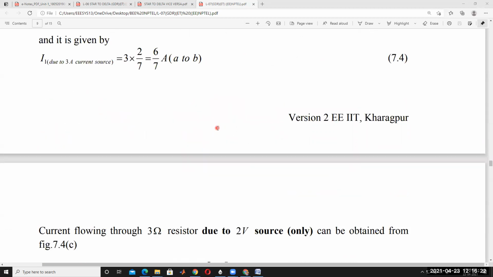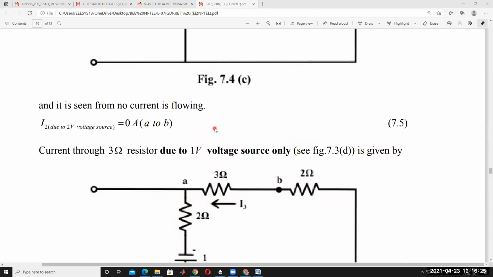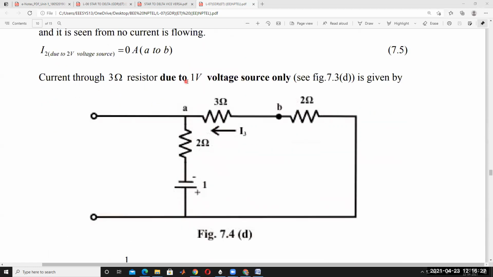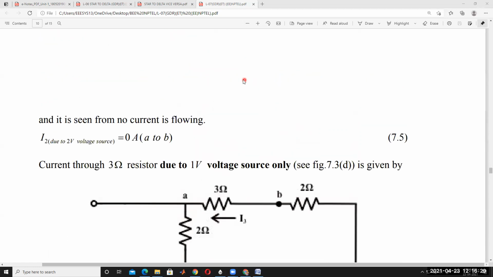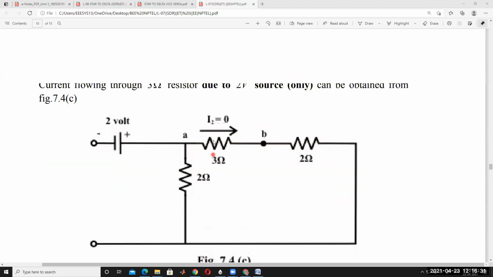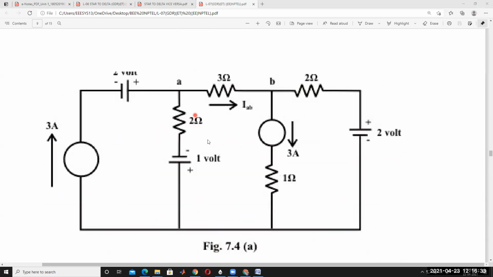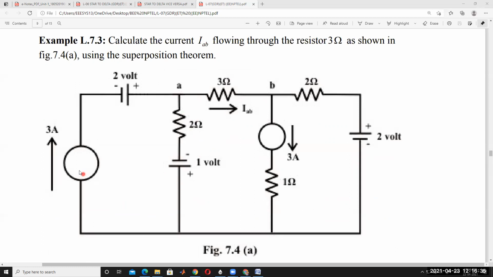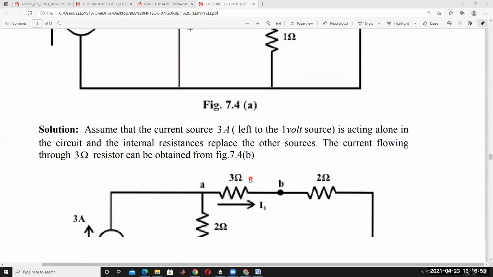And then next, what is this step? Which source is activated here? Current through the 3 ohm resistor due to the 1 volt voltage source. Where is that 1 volt voltage source in the circuit? The internal resistance of the current source is infinity, that's why open circuit. The internal resistance of the voltage source is 0, that's why it's short circuit. Open circuit this and short circuit this, and activate this and deactivate the others.